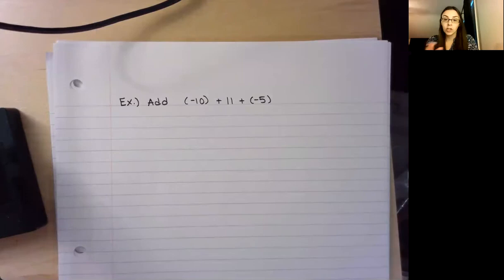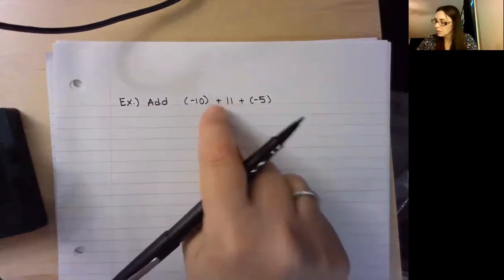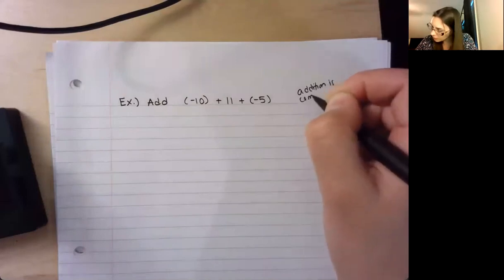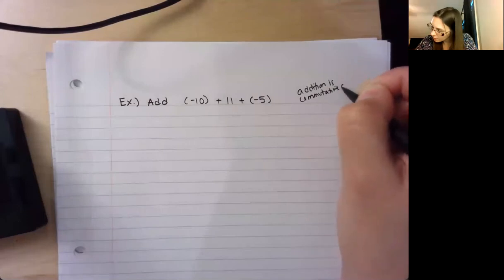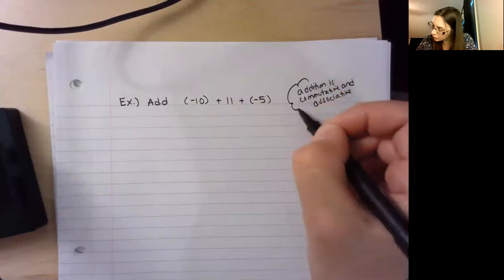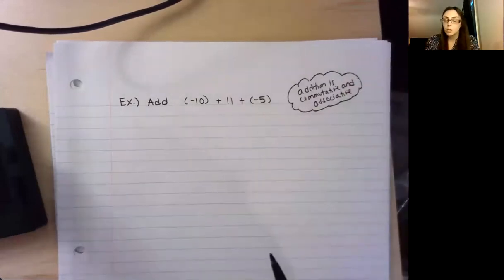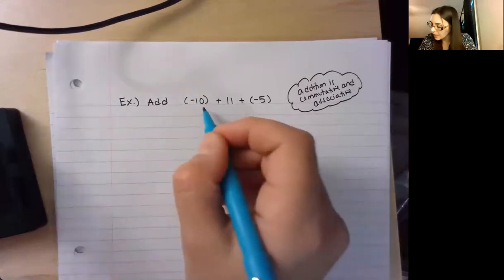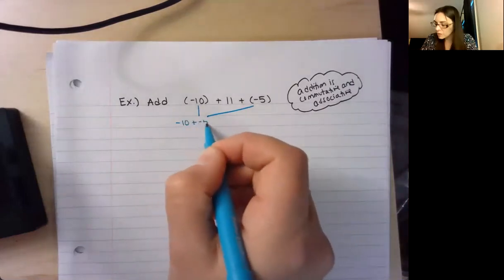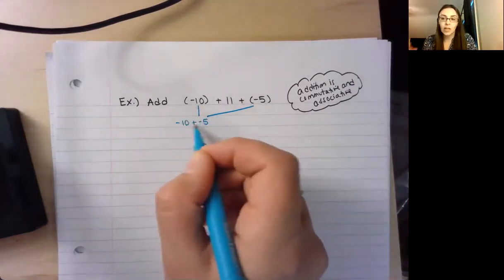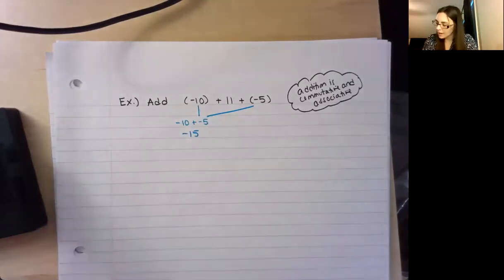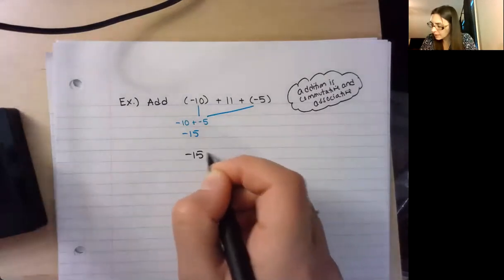So a lot of students, if they're just doing addition, so again, this is important that it's all addition. So remember, addition is commutative and associative. So that means that we can rearrange and we can regroup as we want to. So what a lot of people will do is they'll put their same signs together. So they'll do their negative 10 plus negative 5 first. And because they're the same sign, we can just add them and get negative 15. So my problem now becomes negative 15 plus 11.